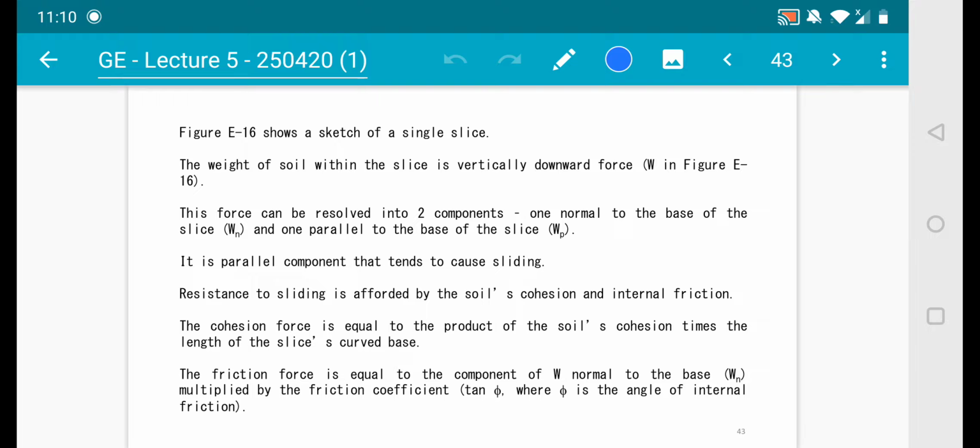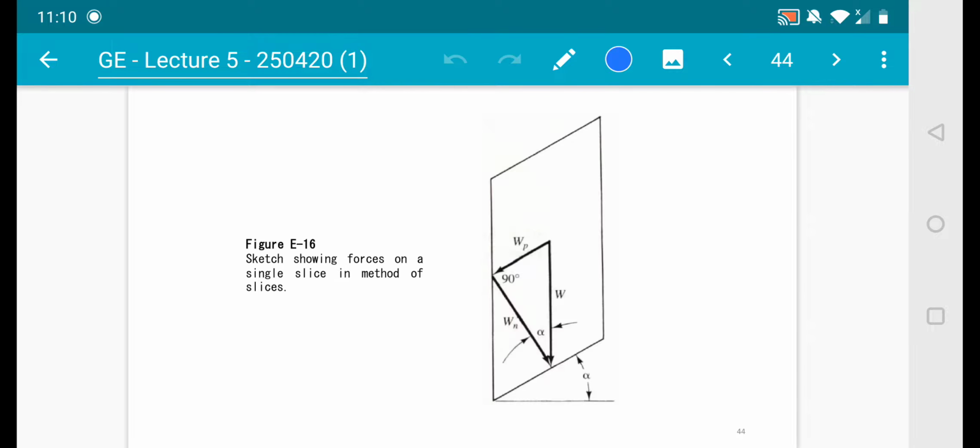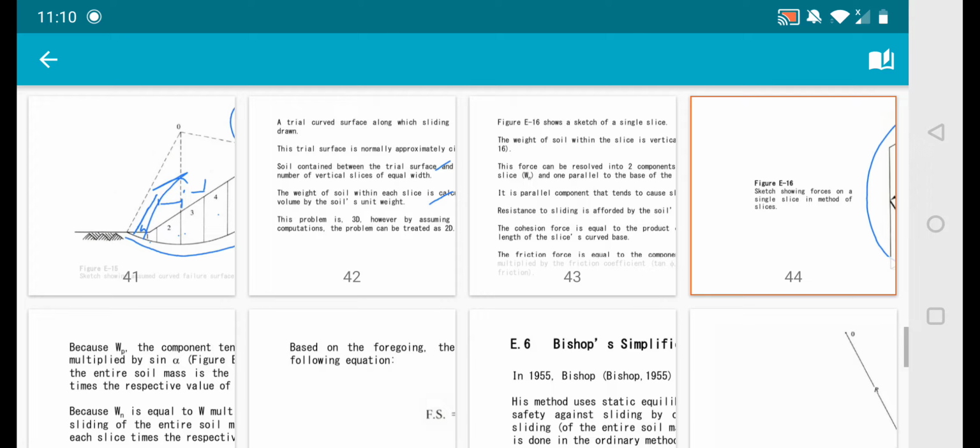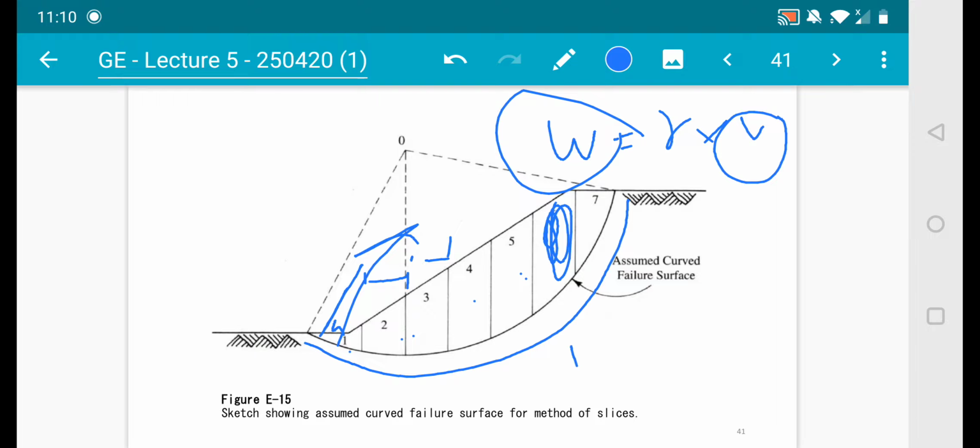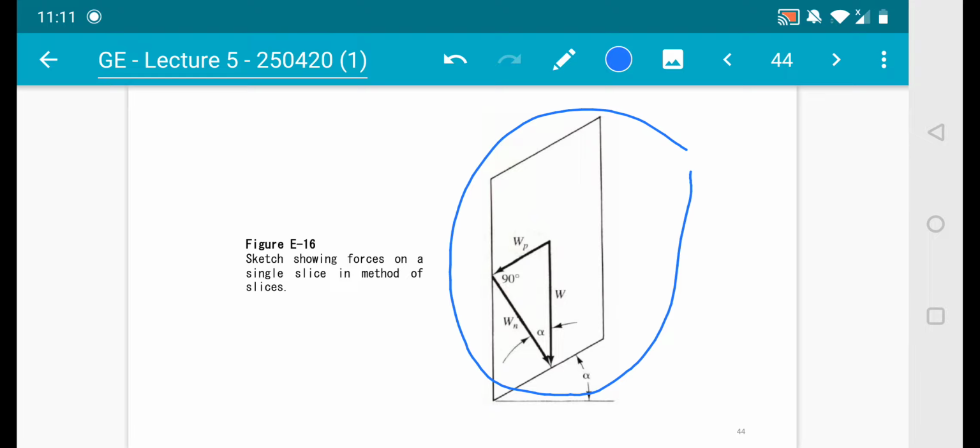Now let's look at detail, which means a zoom in on a slice. Okay, now figure E16 shows a sketch of a single slice. So this is a single slice taken from the big diagram here. I'm taking one out to see how it actually behaves. Okay, so it behaves like this. They have a lot of components, and also other related parameters. So this is a sketch showing forces on a single slice in the method of slices.